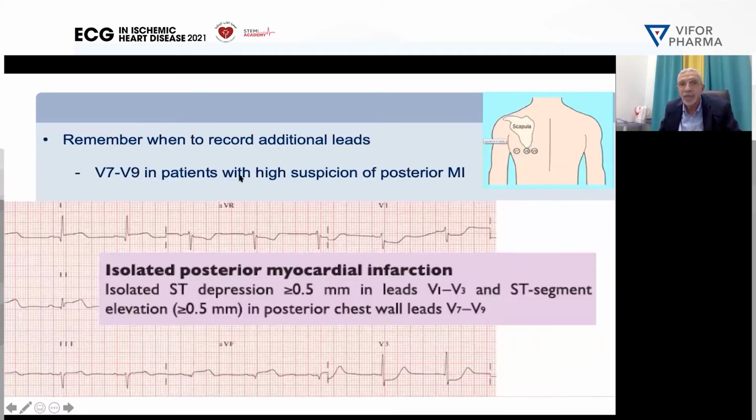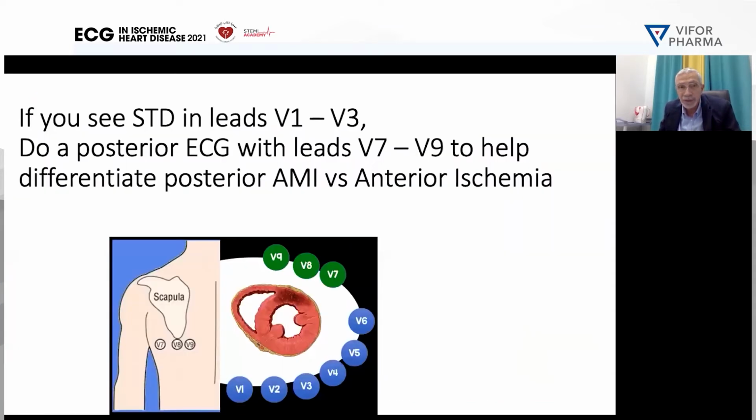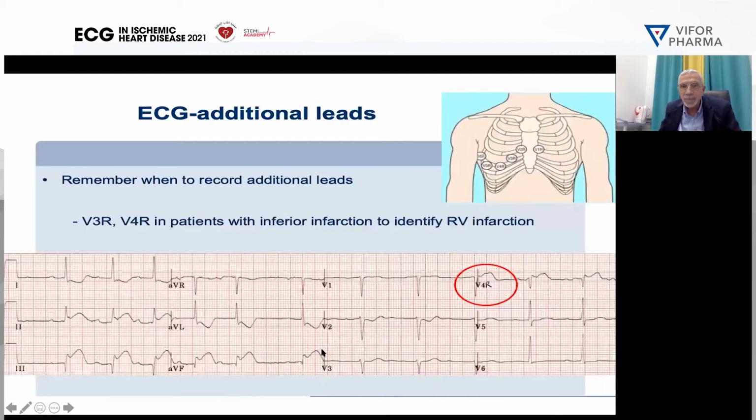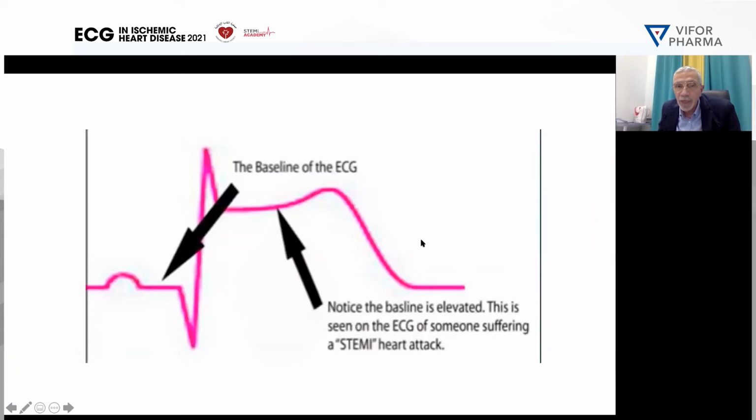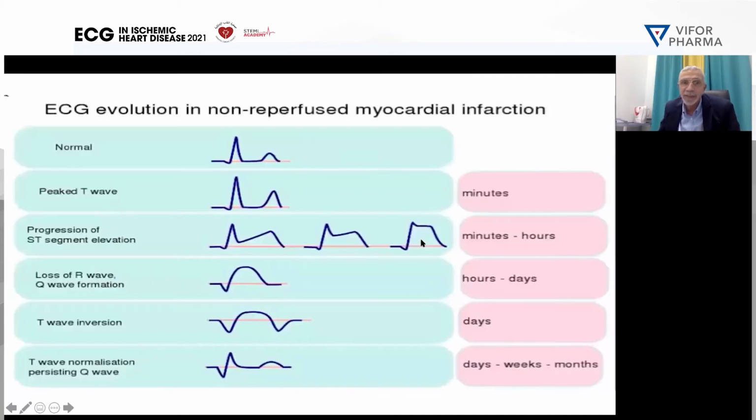Remember when to record additional leads, like for example V7 or V9, you have to go to the posterior leads. This is very important because this will give you the posterior myocardial infarction. And also you have to know that when you are putting your leads V1, V2, V3, and going back, you are seeing the heart from a different angle. Also, remember when to record additional right-sided leads, like V3R and V4R, in a patient with inferior infarction to identify the right ventricular infarction. And this is to give you an idea about the baseline and the elevated ST segment.